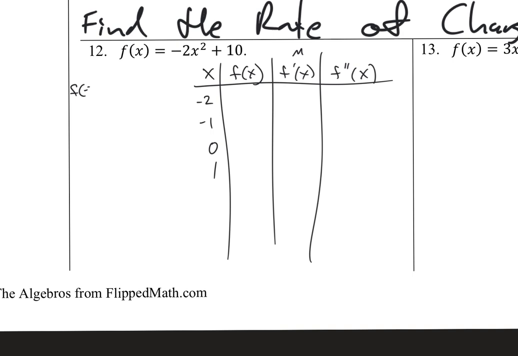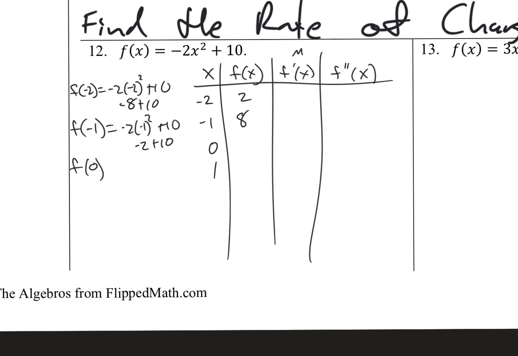So let's do f of -2. What would that give me? That would give me -2 times -2 squared plus 10. -2 squared is +4 times -2 is -8 plus 10 is 2. F of -1 is -2 times -1 squared plus 10. -1 squared is obviously +1 times -2 is -2 plus 10. We get 8. F of 0. 0 is easy. Because you plug in 0, this big old mess, you just get a 0. So 0 plus 10 is 10.